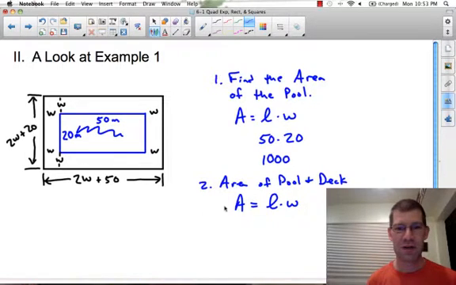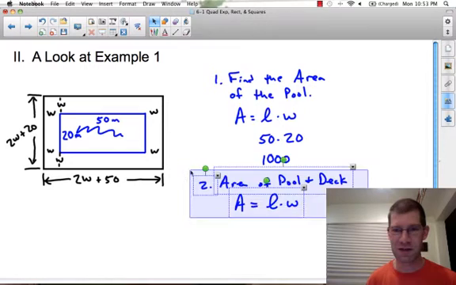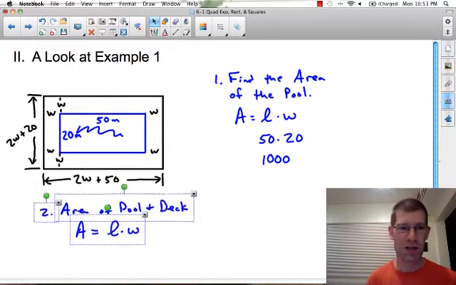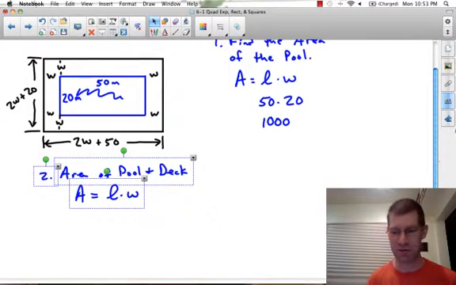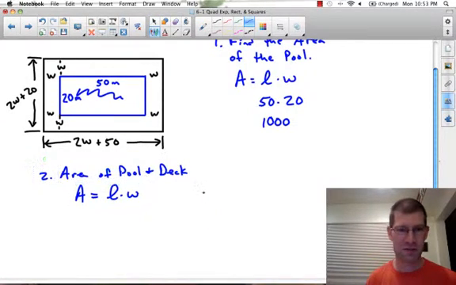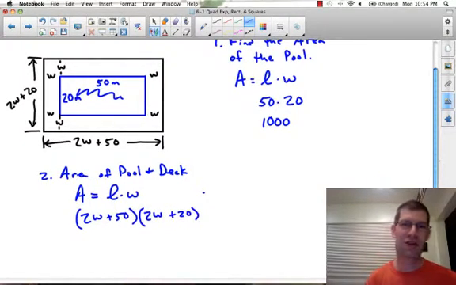But now I'm going to actually take and slide this over a little bit. You can leave yours where they are. I'm just going to run into issues with having my face somewhere on the screen. So area is length times width. Well, my length now is 2w plus 50, and my width is 2w plus 20. So it's not quite as straightforward of a calculation as what we had when we were just getting the area of the pool.